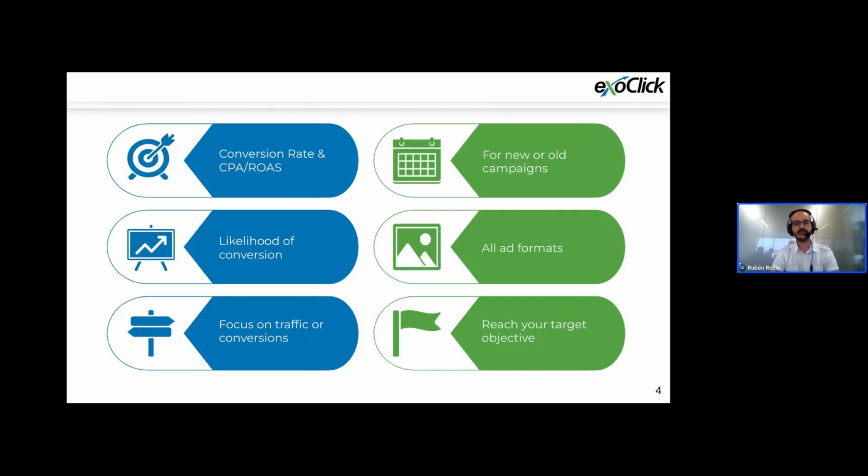This pricing model is available for new campaigns or for old ones. So if you have a campaign that has been running for a while and there's enough data there, you can switch to SmartBid. It is also available for every single format that we have in our network. And with this new pricing model, we believe that we can finally get your campaigns to reach your target objective and assign the appropriate bid on every segment so that it meets your KPIs and your expectations.